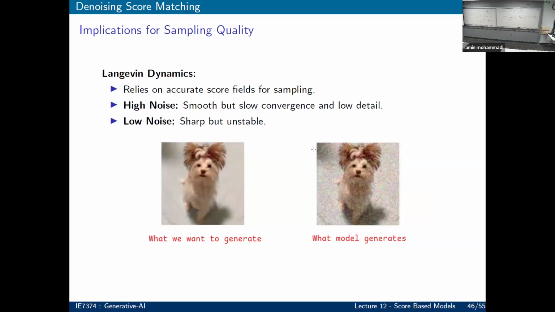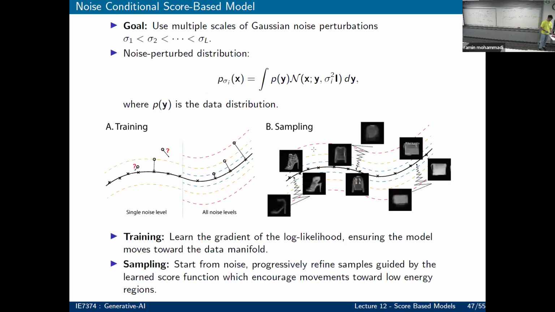Sorry, this is just a slide for talking about the sample quality. So this is what we wanted to get. This is what we get. So the model learned a really good score function maybe, but when it generates samples, it's not a good quality, not a good resolution. Now, the idea here is for the noise conditional score based model.